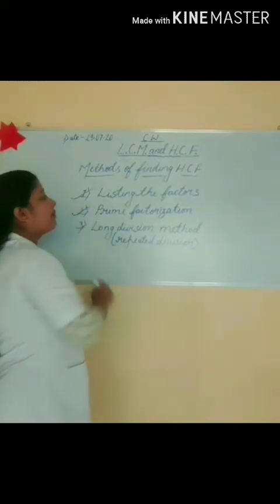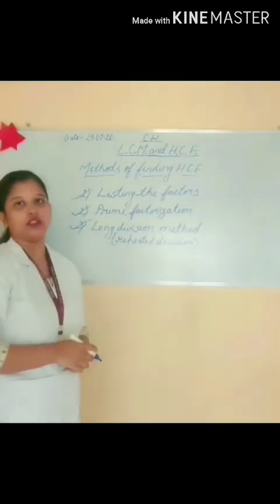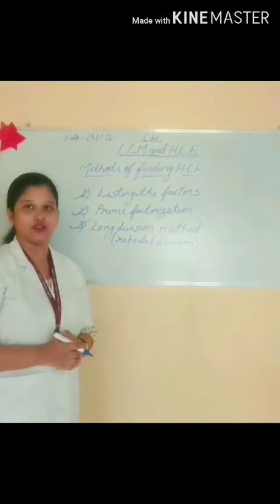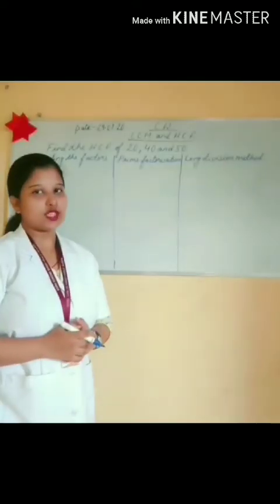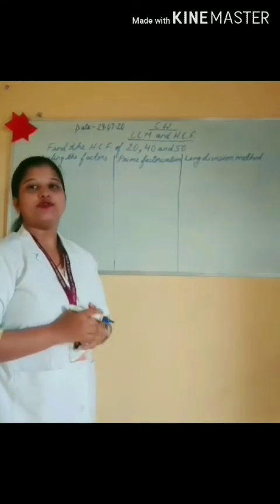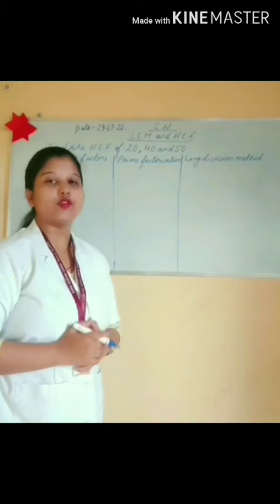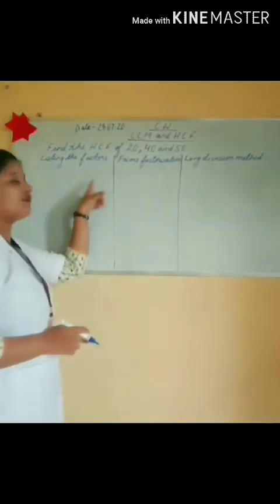Our first method is listing the factors. Number 2, prime factorization. And number 3, long division method. Long division method is also known as repeated division. We will understand these methods one by one. Now let us take one example. Find the HCF of 20, 40 and 50. So here we need to find the HCF of 20, 40 and 50. So coming to the first method, listing the factors.